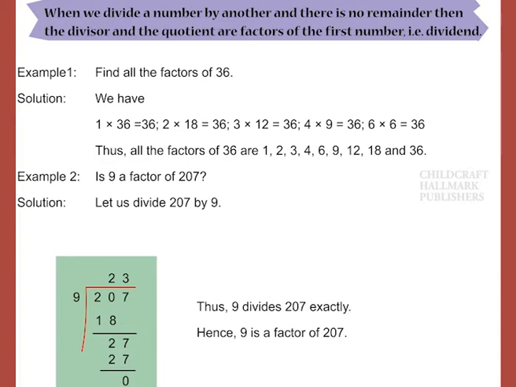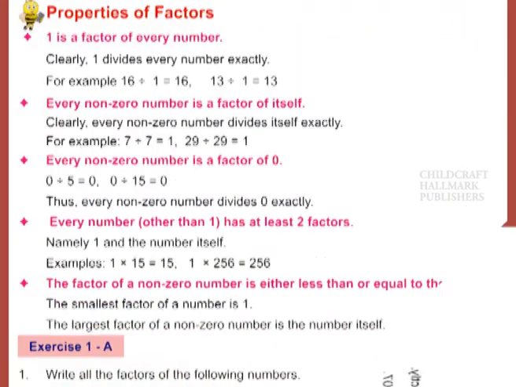Example 2. Is 9 a factor of 207? Solution. Let's divide 207 by 9. Thus, 9 divides 207 exactly. Hence, 9 is a factor of 207.